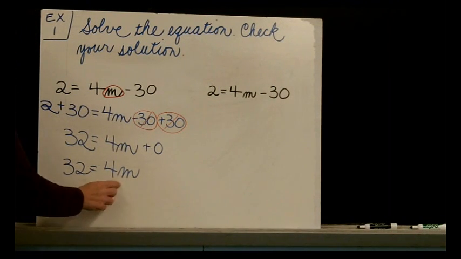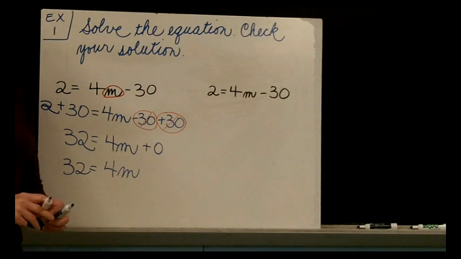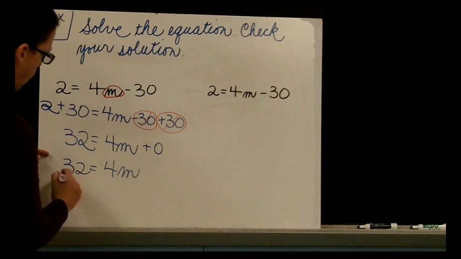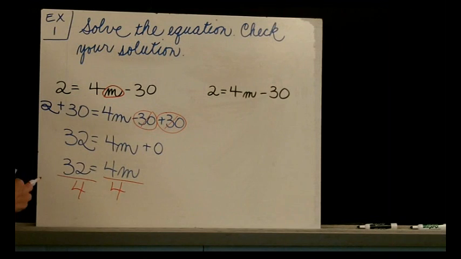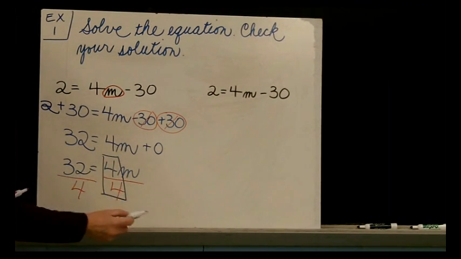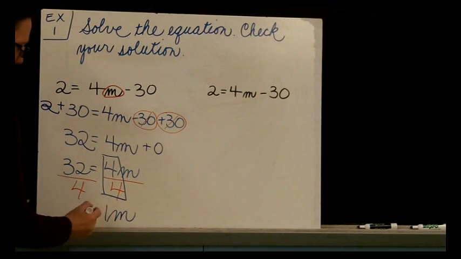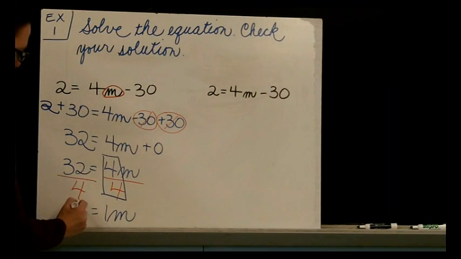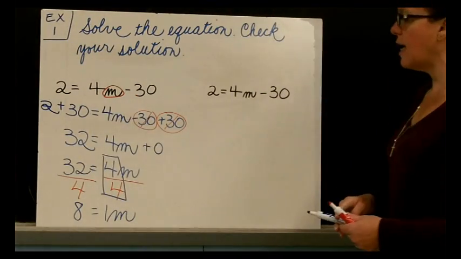So now we're down to only one number with the m, a coefficient of 4. Right now the m is being multiplied by 4. The inverse operation of that is to divide both sides by 4. And we're going to show that as a fraction. And remember, what happens when we do that is that the m gets a coefficient of 1, which you can call 1m, or just m, that's a matter of your preference. And 32 divided by 4 is 8. So our solution is that m equals 8.